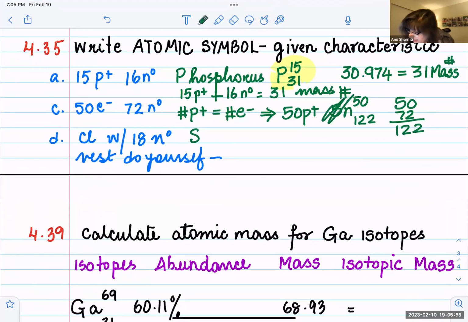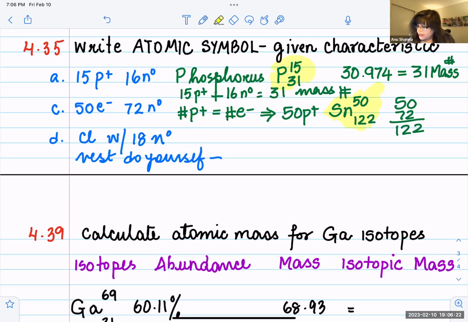Regardless, if there are 50 protons, then it is definitely tin and nothing else. The only difference is it's a heavier isotope, which means that atom has a different, greater number of neutrons. Okay, next question: they have given you chlorine with 18 neutrons.